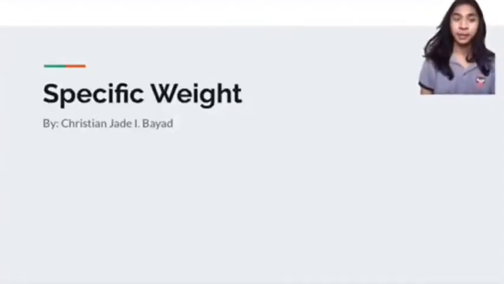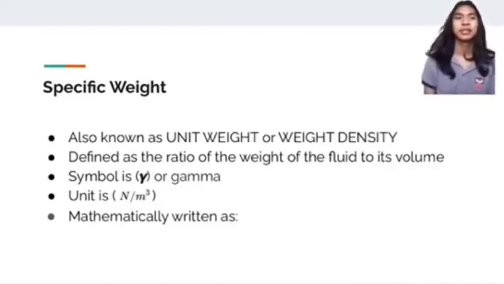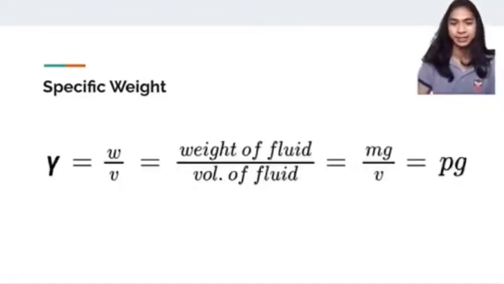Hi, good afternoon. I'm here to discuss about specific weight. Specific weight is also known as unit weight or weight density, defined as the ratio of the weight of the fluid to its volume. The symbol of a specific weight is Y or gamma. The unit is Newton per cubic meter and is mathematically written as specific weight equals weight over volume, where the W is weight of the fluid and the V is the volume of the fluid.